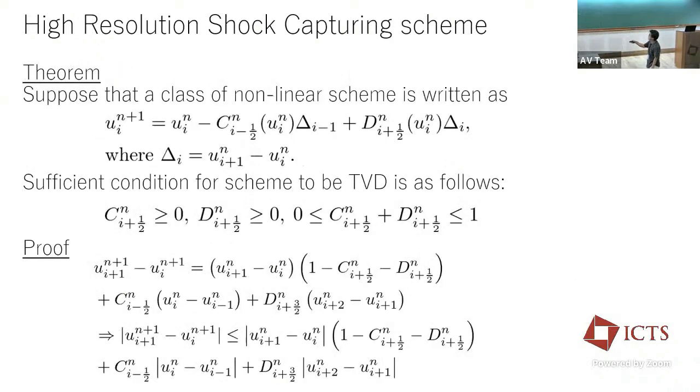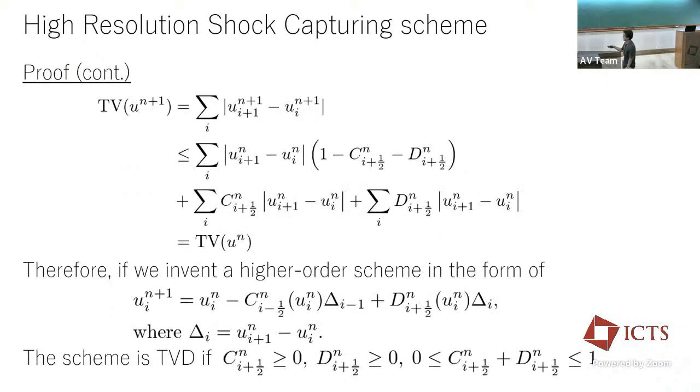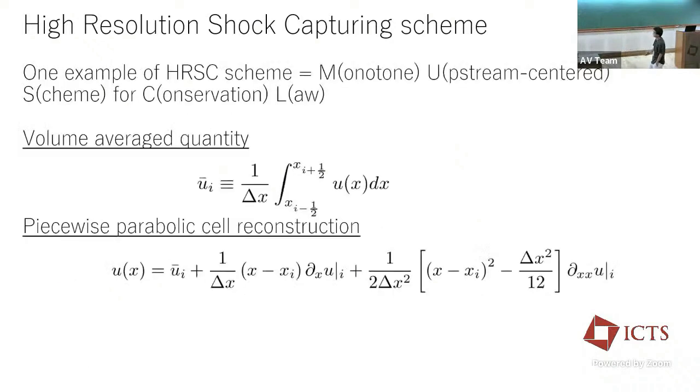if this condition is satisfied in the class of nonlinear schemes, the TVD condition is automatically satisfied, so you get a monotonicity preserving scheme, right? Therefore, if we invent a higher order scheme in this form, the scheme is TVD if this condition is satisfied. Actually, the concrete formula of this C_n and D_n depends on your numerical flux scheme. And this is a concept for a high resolution shock capturing scheme for scalar equations.